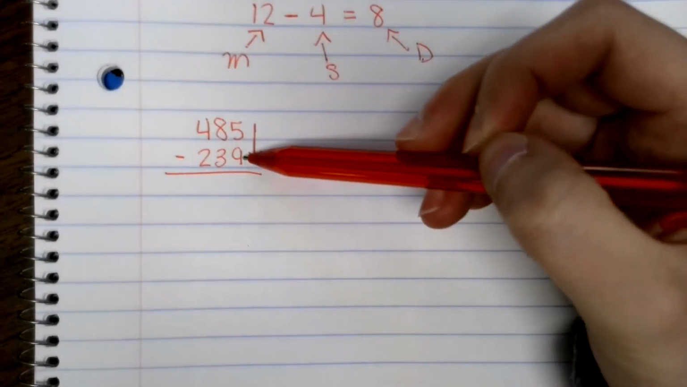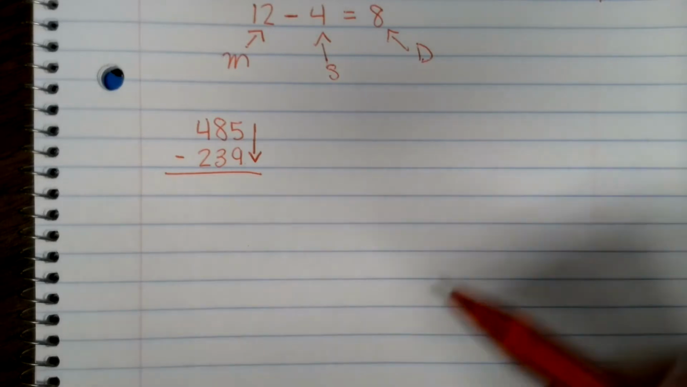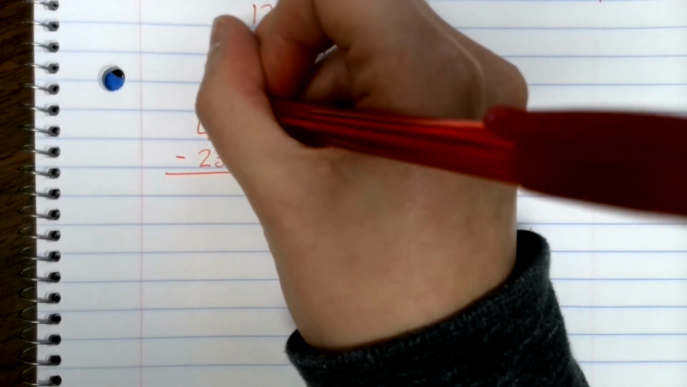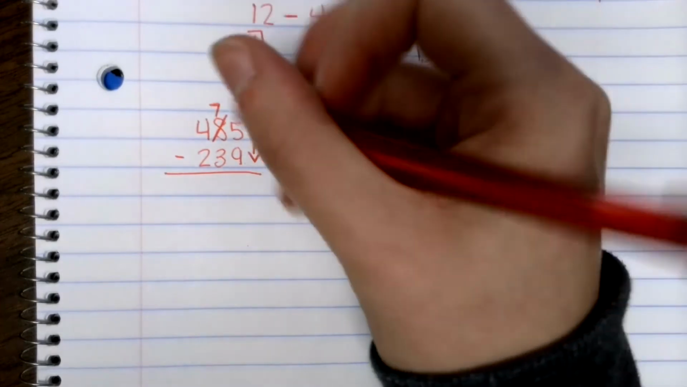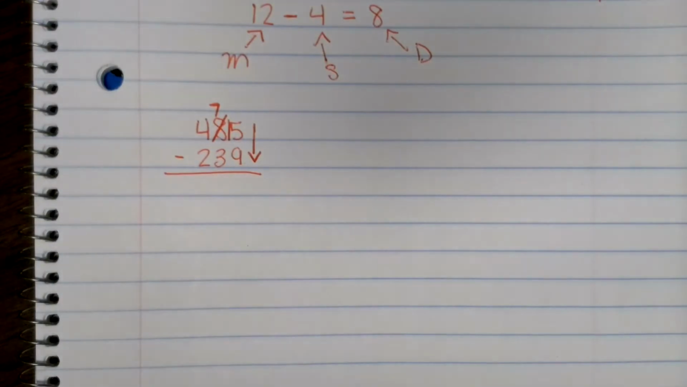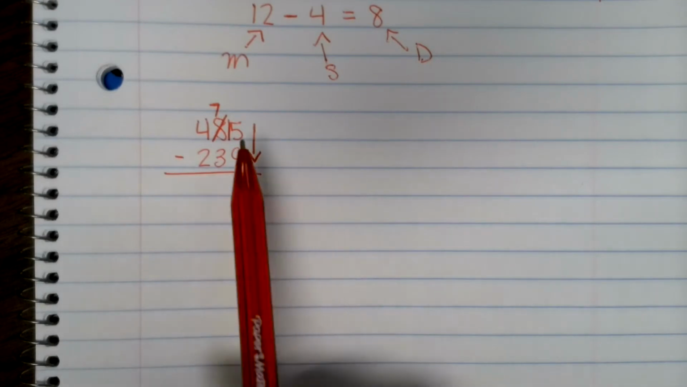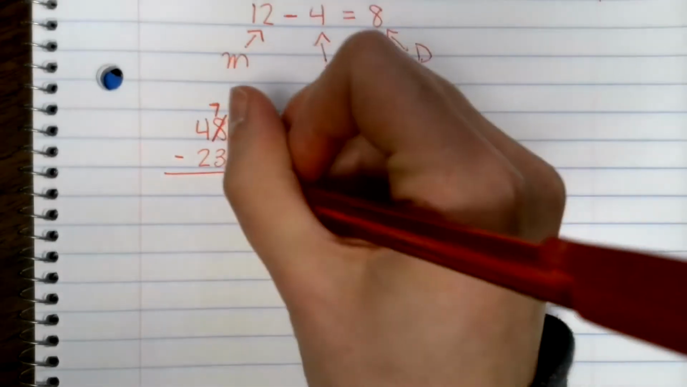So 5 minus 9. If I have 5 apples, can I give 9 away? And my answer is no. When my answer is no, I have to regroup. I have to take a 10 from the 10 spot. So I've taken 1 away. It's now down to 7 tens, and I need to bring a 10 over here and make this number 15. So I have 7 tens, but now I have 15 ones. And now I can do 15 minus 9. 15 minus 9 is 6.